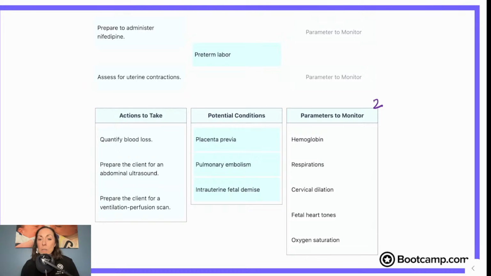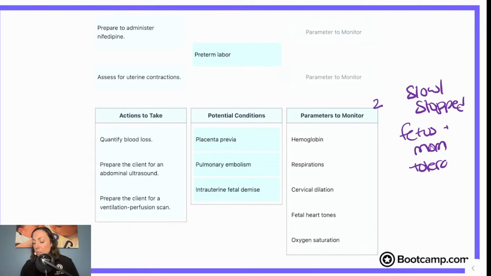So we need to know, did we slow or stop the labor, right? Did it get slowed or stopped? And we need to know if the fetus and mom are tolerating labor, right? So those are things that we want to look at. So let's go one by one down here. I see some of y'all already put in some great options, great answer choices.